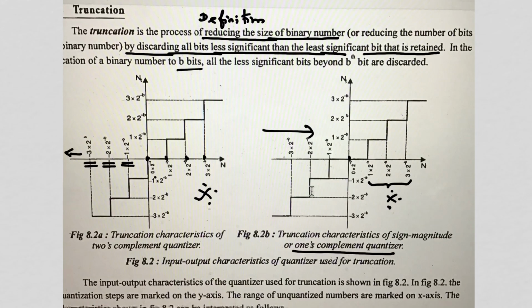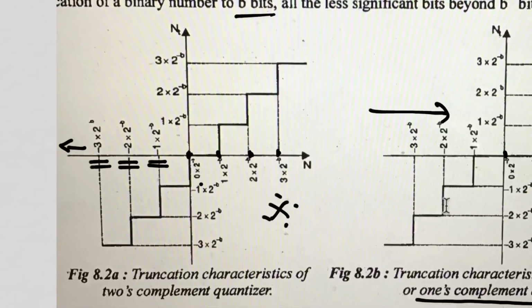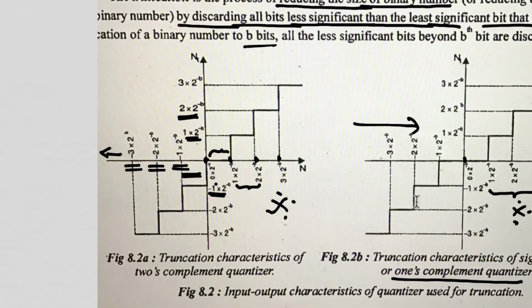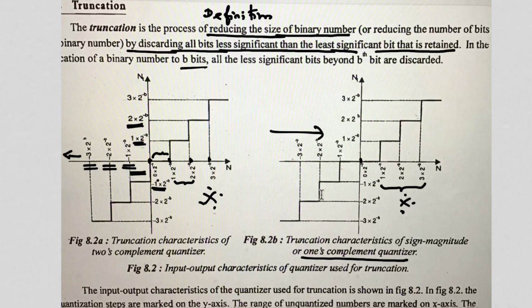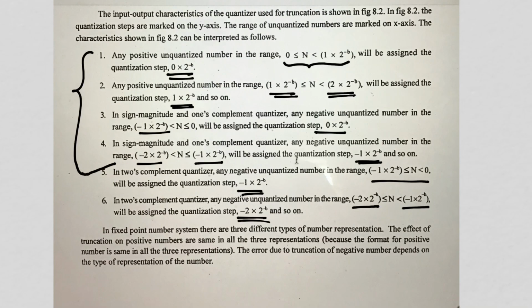Any number, I'm ready to even blow it up, I'll show you this. Any number within the range of 0 to 1 into 2 power minus b will be assigned to 1 into 2 power minus b only. Any number between 1 into 2 power minus b to 2 into 2 power minus b will be assigned to 2 into 2 power minus b only, and so on. Whereas any number between 0 and minus 1 into 2 power minus b will be assigned only one step, that is minus 1 into 2 power minus b only. You are going to express all these keywords, the nature of the picture, and its characteristics in words and sentences.